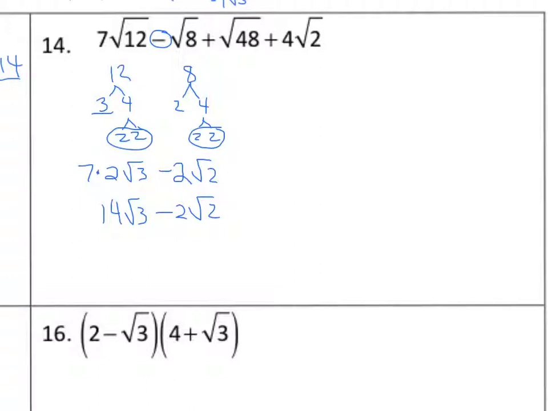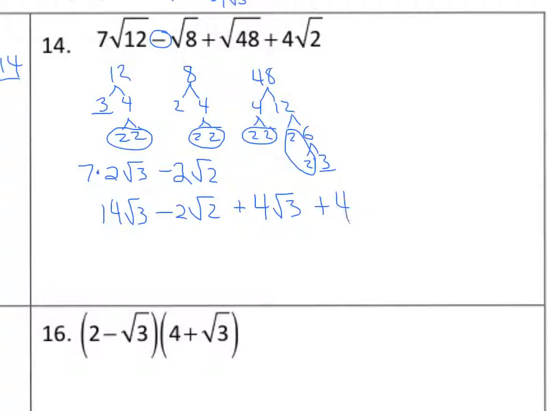And then I simplify square root of 48. 4 times 12, 2 times 2, 2 times 6, 2 times 3. 2 pairs of 2's, and if I take out 2 pairs of 2's, that's a 4, so we get plus 4 radical 3, because this 3 had to stay inside. And then 4 radical 2 can't be simplified, so I just bring it down.